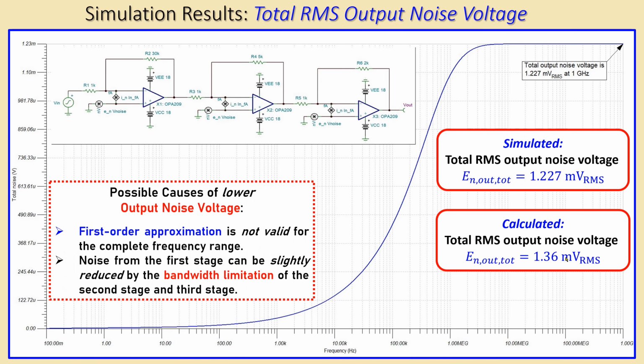So what's the possible cause of lower output noise voltage in the simulation? Now the first order approximation is not valid anymore. That is for sure true because we just assumed that the input stage will determine the complete frequency response of the circuit. That's of course not true. So the noise from the first stage can be slightly reduced by the bandwidth limitation of the second stage and also the third stage. We have also seen that in the Bode diagram. So it is not really surprising that this is lower than that one, but we need to calculate that in a more accurate way. So the estimation is not accurate, and we need to check this in more detail.